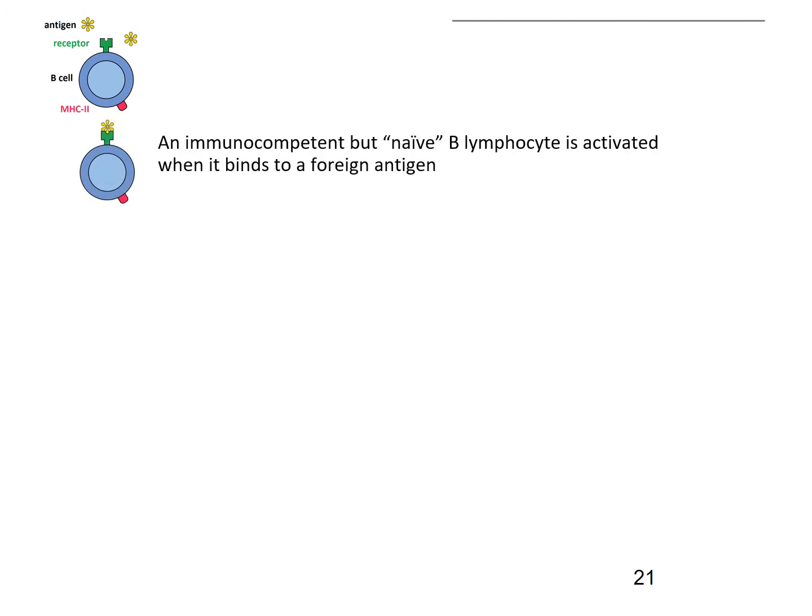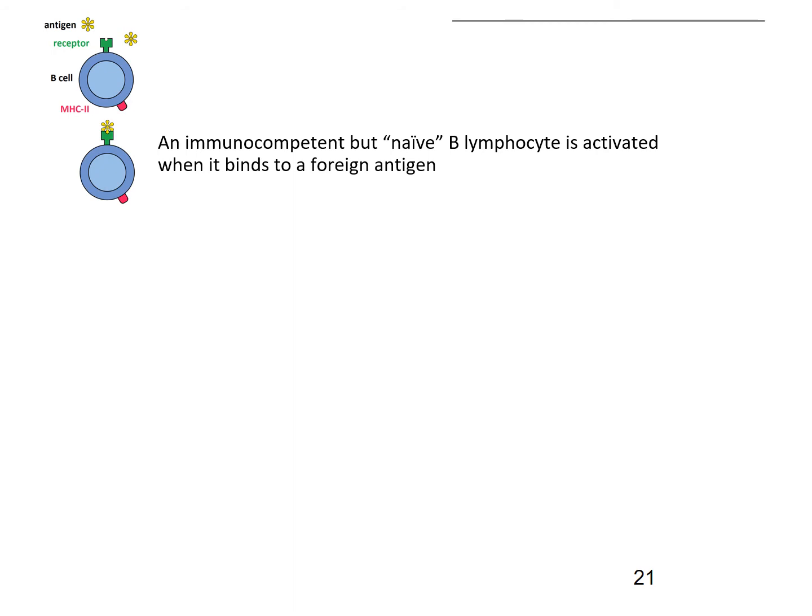So here what you're looking at is this yellow asterisk is the antigen, and no, I did not think about the fact that this looks like the Walmart symbol before I put it in. I just put it in. Green is the receptor, and the MHC2 receptor is actually in red. So the first thing that happens is that an immunocompetent but naive B lymphocyte is activated when it binds to a foreign antigen.